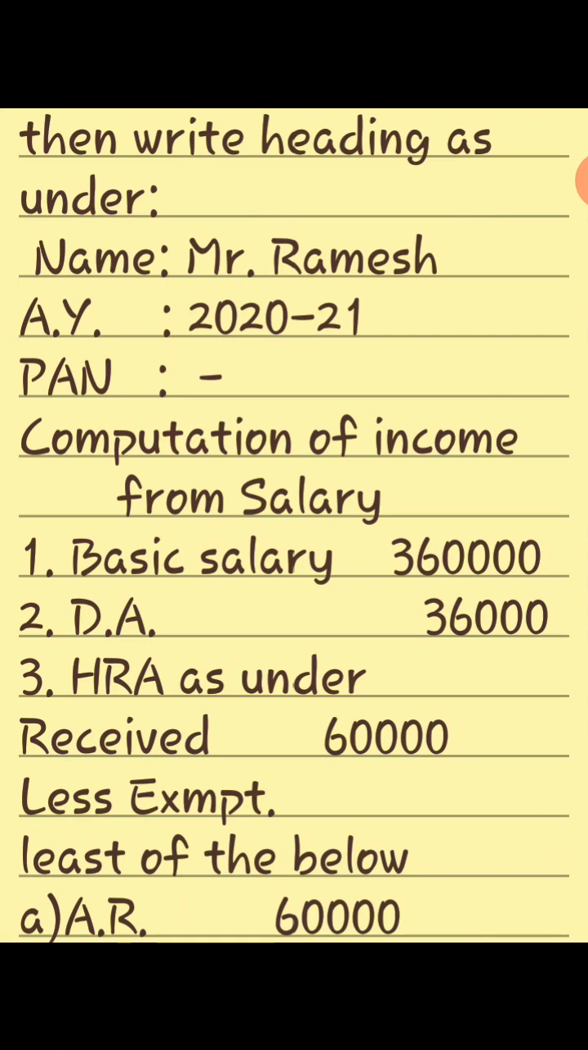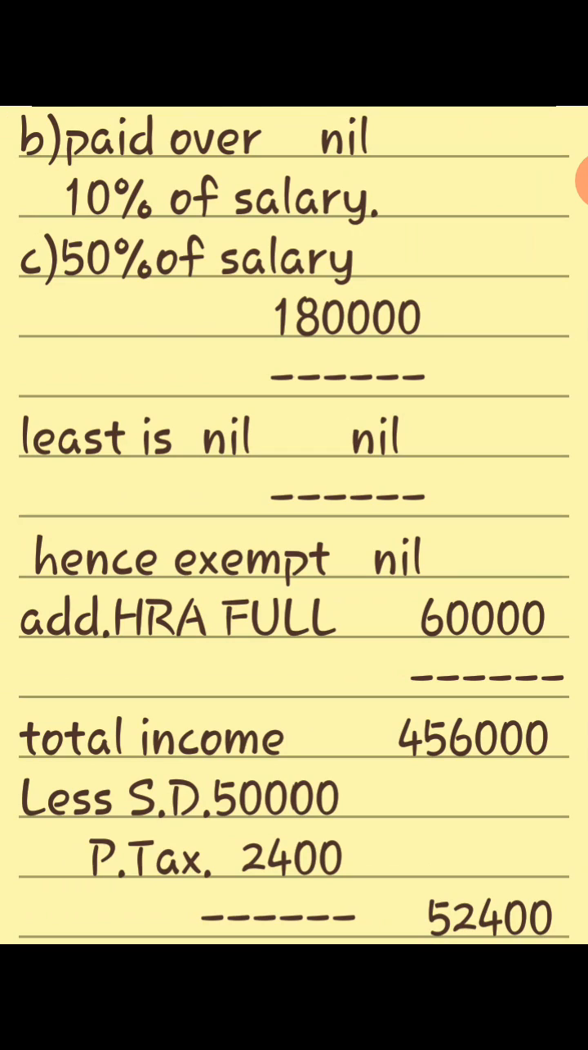1. Computation. Basic salary 3,60,000 rupees. 2. DA 36,000 rupees. 3. HRA as under. Actually received 60,000 rupees. Less exempt, the least of the below. A. Actually received 60,000 rupees. B. Rent paid over 10% of salary, nil. C. 50% of salary because he is residing in Delhi, 1,80,000 rupees. The least is nil. Therefore, nil is allowable. Hence, exempt nil. Add HRA, the full 60,000 rupees will be added to the income of the assessee, that is Mr. Ramesh.